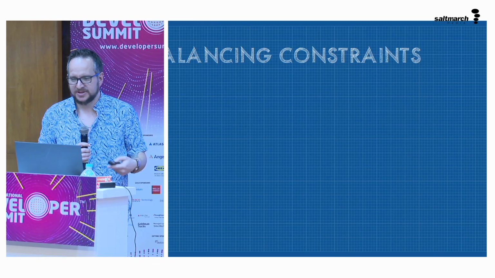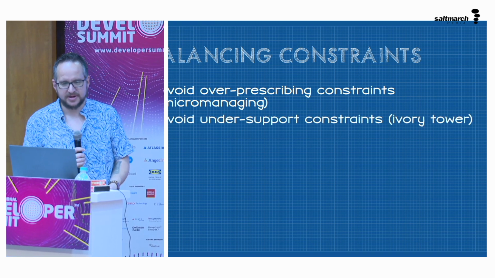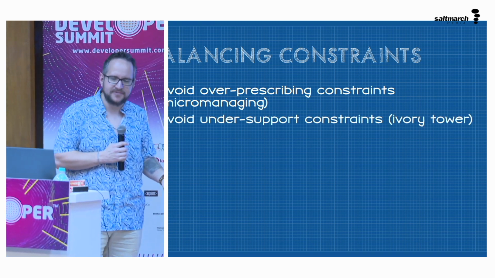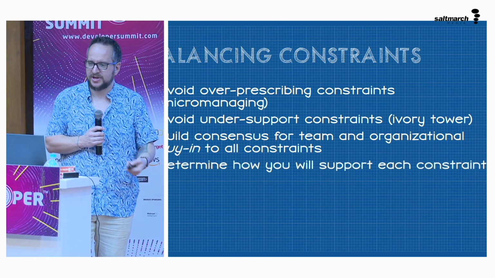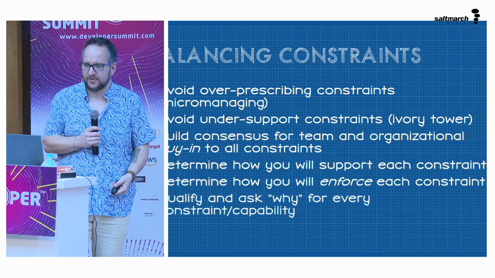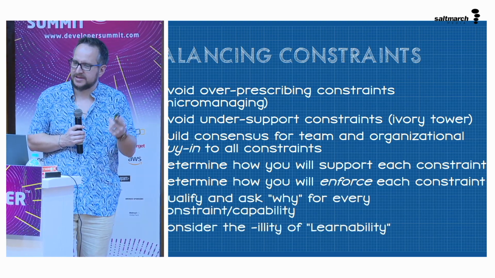So just a couple of points before I wrap up. Avoid over-prescribing the constraints. Don't micromanage your architecture. Don't under-support. Don't be an ivory tower architect. Build consensus, the skills of communication, persuasion. How are you going to support these? How are you going to enforce these? Always qualify and ask why, and consider that ility of learnability.